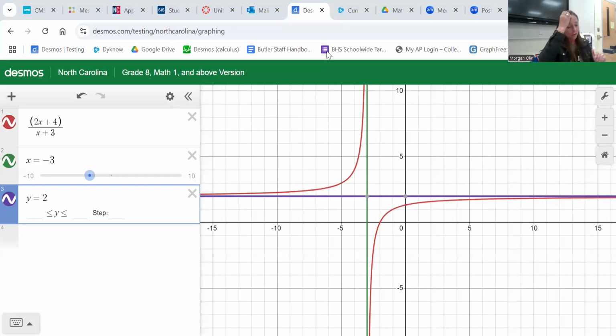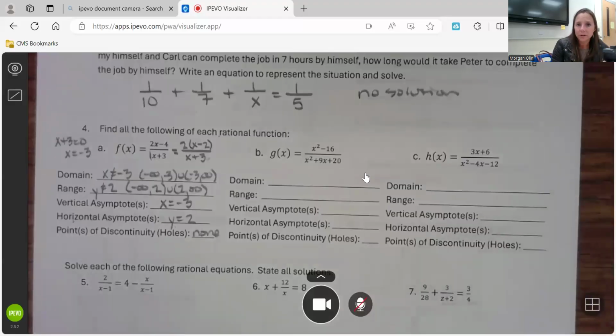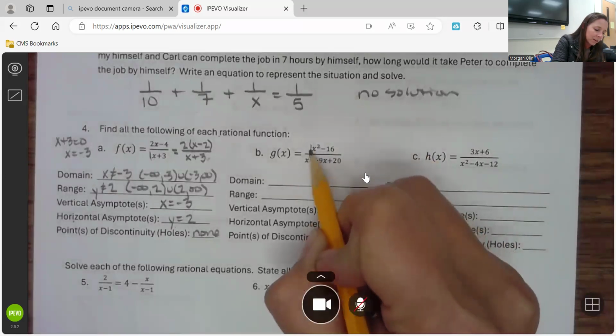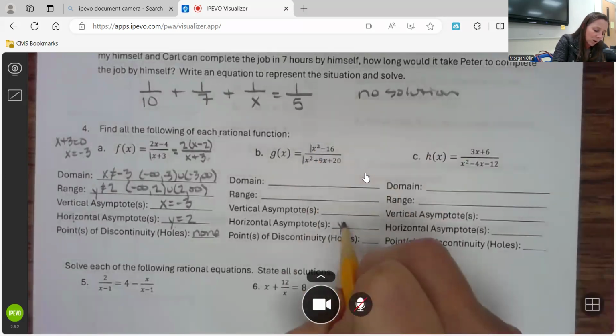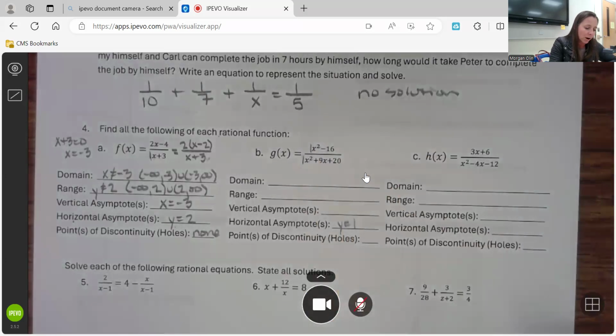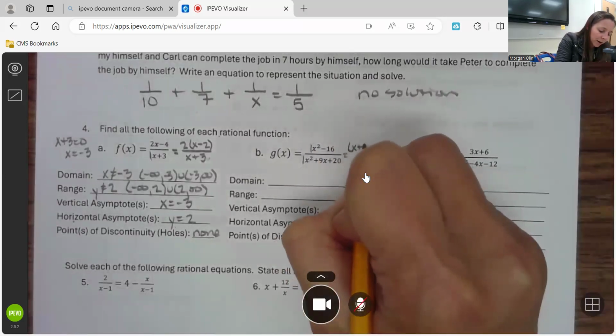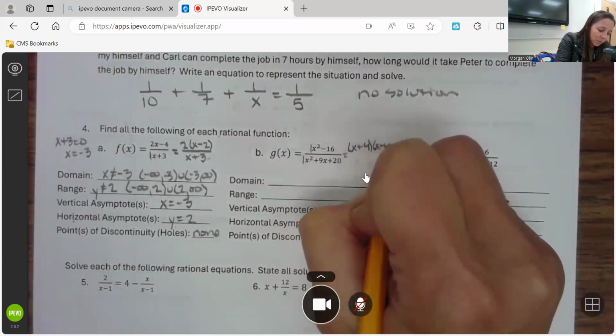All right, moving right along to our next one. Same thing. Now, if you want to look at your horizontal asymptotes first, that is looking at the degree. When the degree is the same, divide the leading coefficients. So it's at y equals 1. All right, now let's go factor. You should recognize that as a perfect square. So x plus 4 and x minus 4.